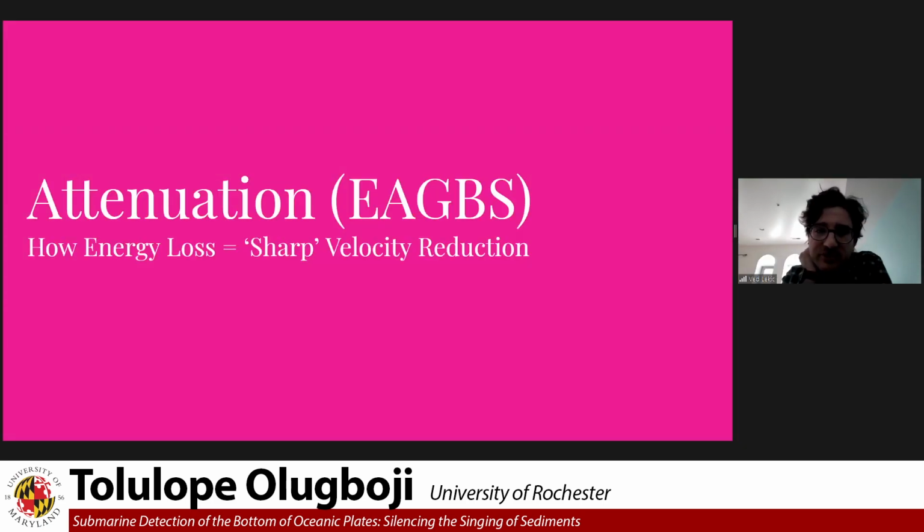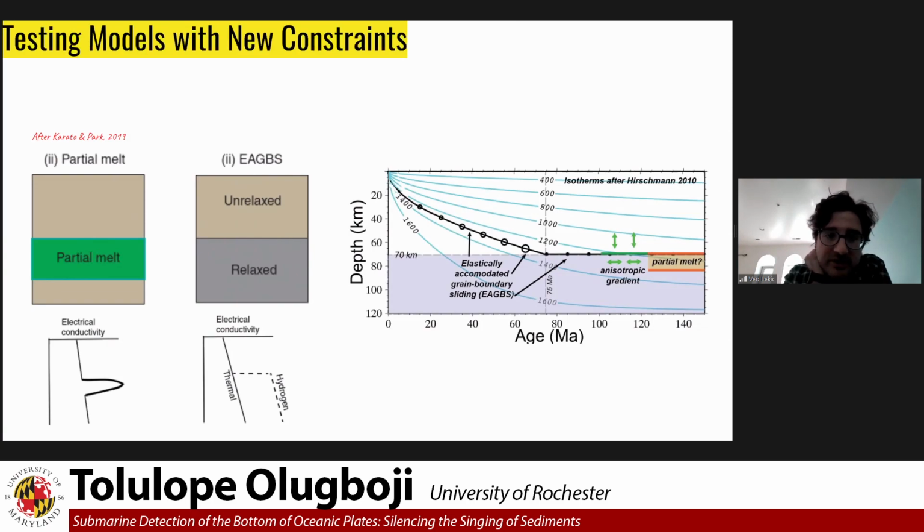I have a quick question for you. When you showed this prediction for the depth-age relationship for EAGBS, how much leeway do we have on this in terms of the uncertainties on the mechanism itself? Are we talking about like 10 kilometers or?